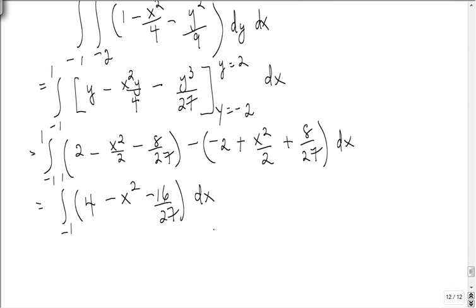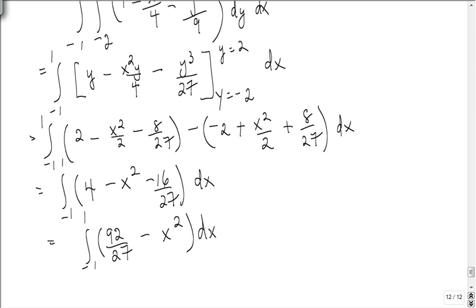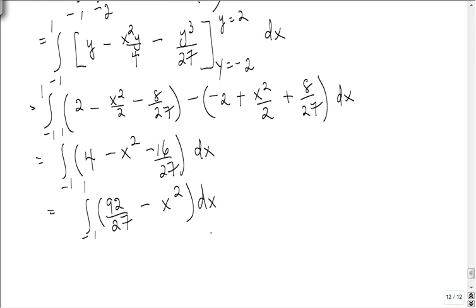What is 4 minus 16 over 27? 27 times 4 is 108. 108 minus 16 is 92. Is that right? 92 over 27 minus x squared, dx. Are you asleep? Is it 92 over 27? Okay, it's correct. All right.